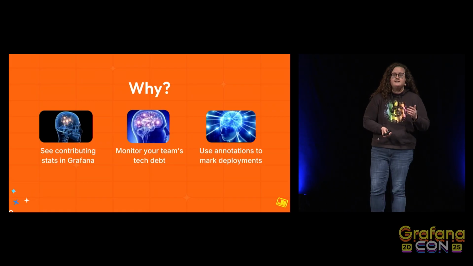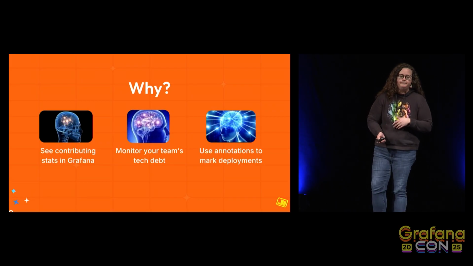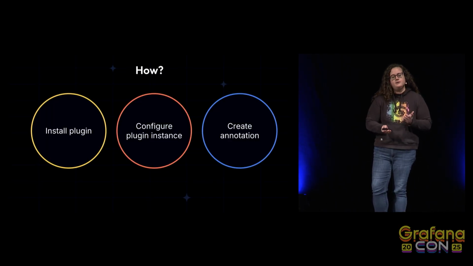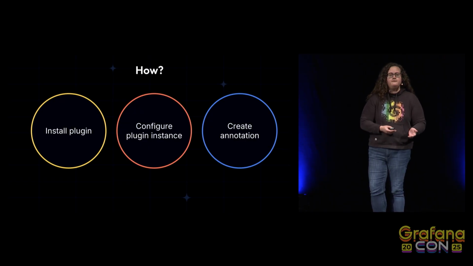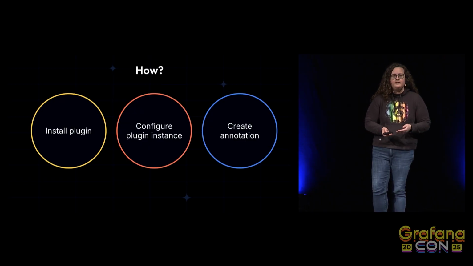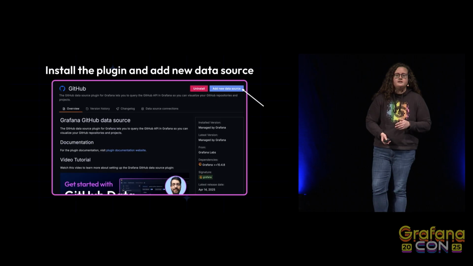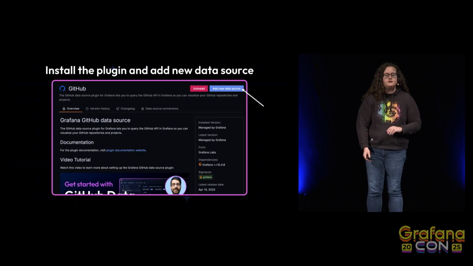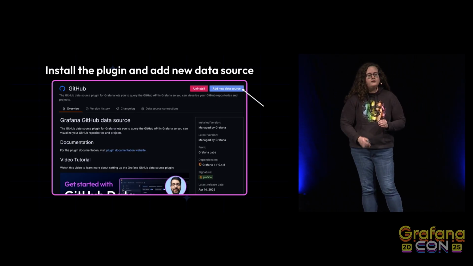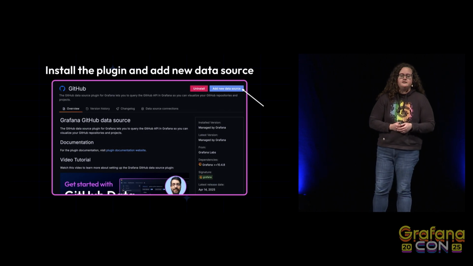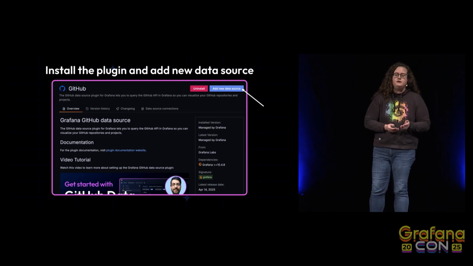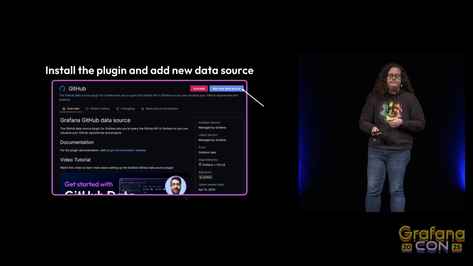Let's dig into how to set up this last example. Basically, it takes 3 steps. You install the plugin, configure a plugin instance, and then create an annotation. Installing the plugin is super easy. You just go to the connections page, search for the GitHub data source, and click the install button. It should take less than a minute or so to install, and you know you're ready to go when you see the Add a New Data Source button.